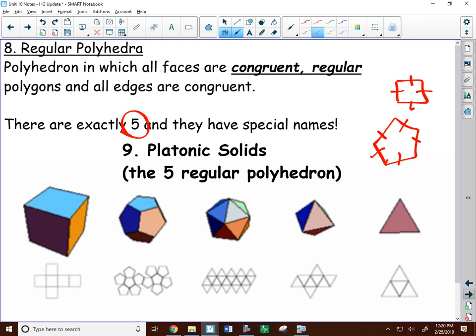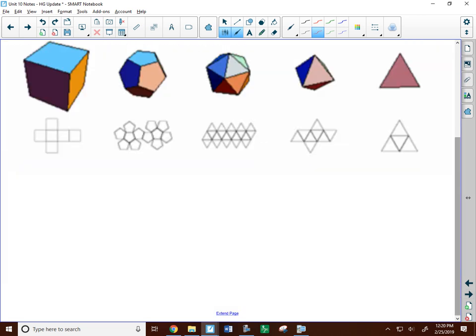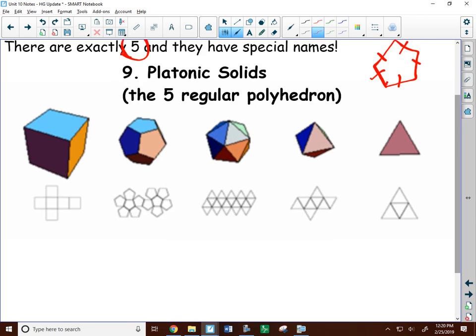When this was more of a standard, I used to do an activity where we made these with toothpicks and marshmallows. Did you ever do anything like that with making these shapes?